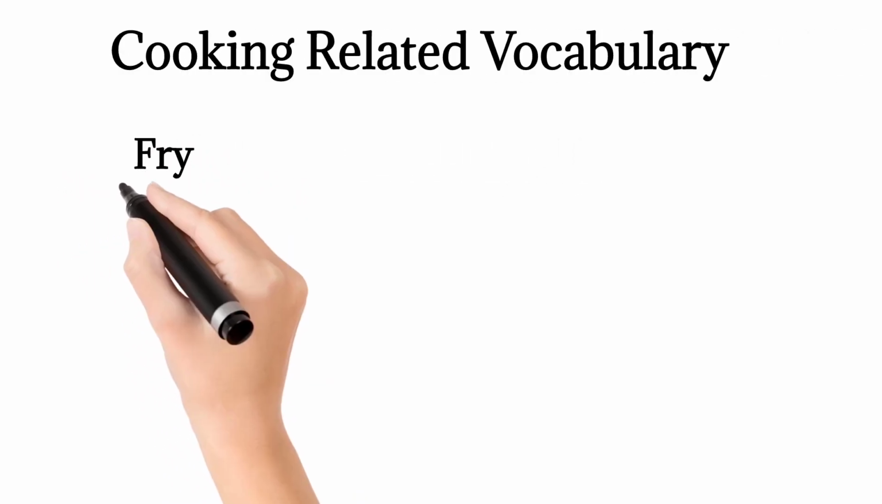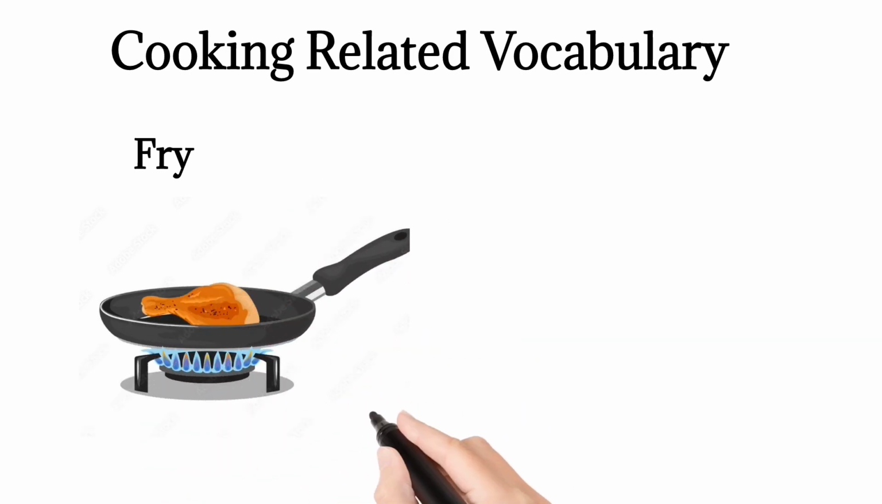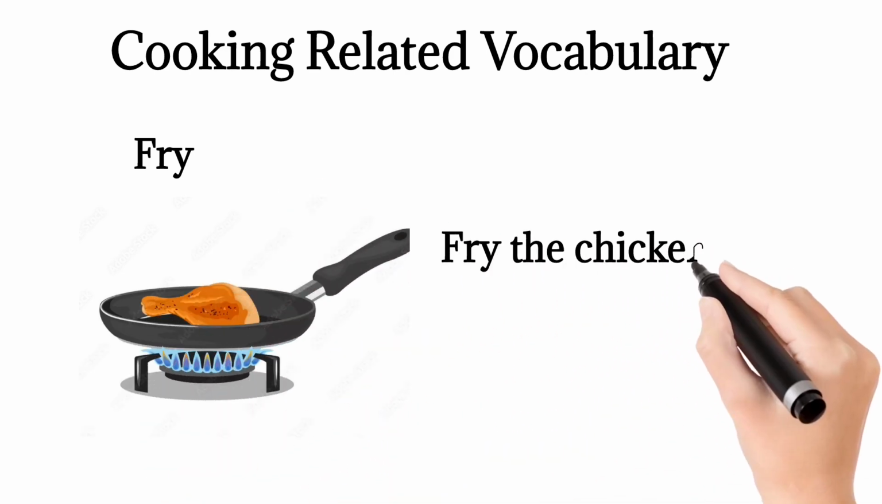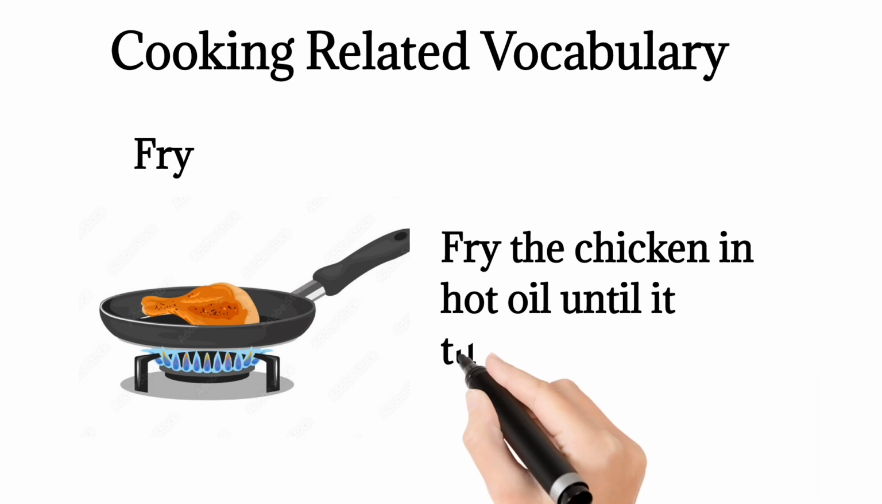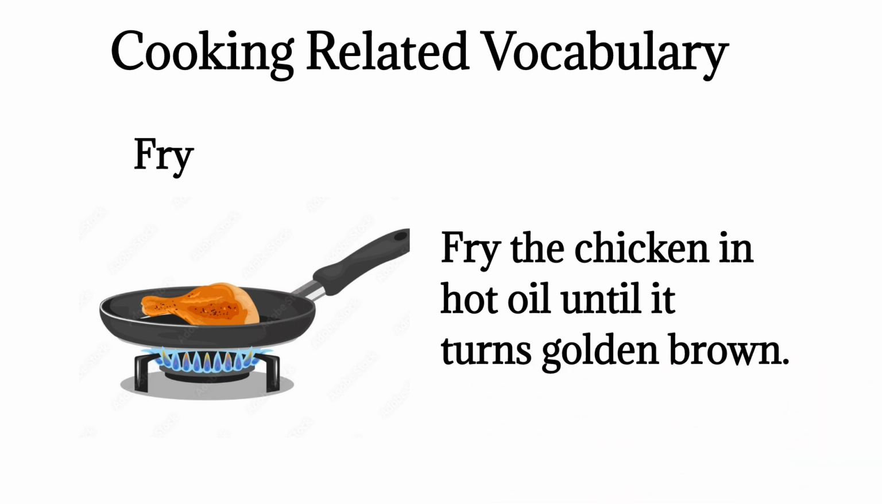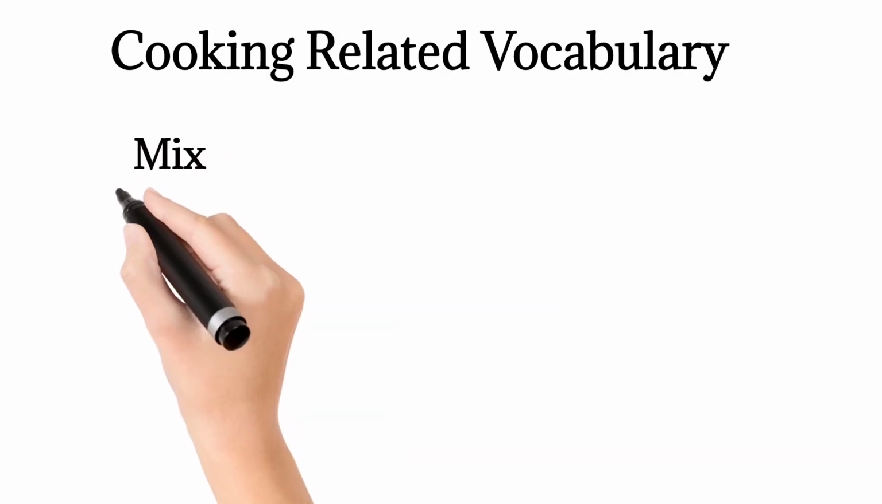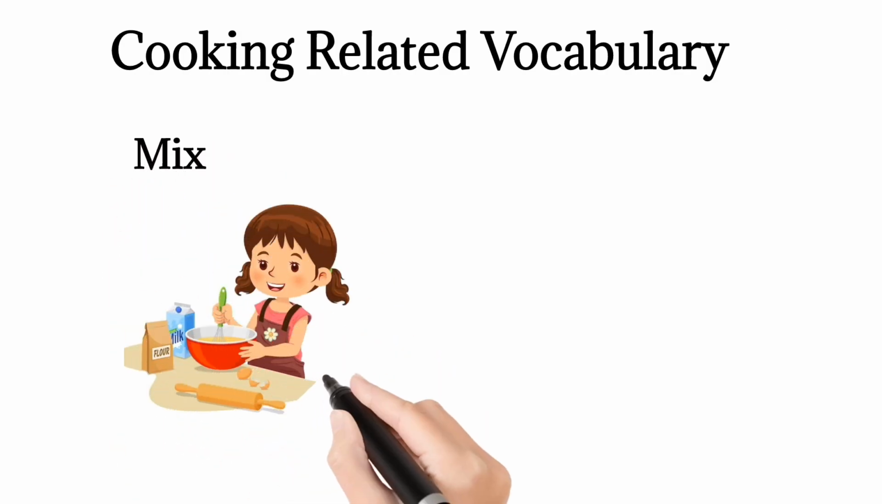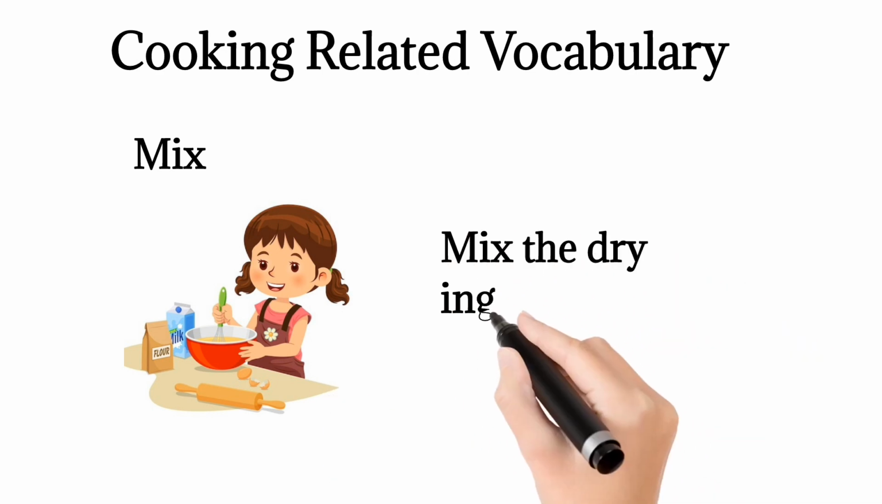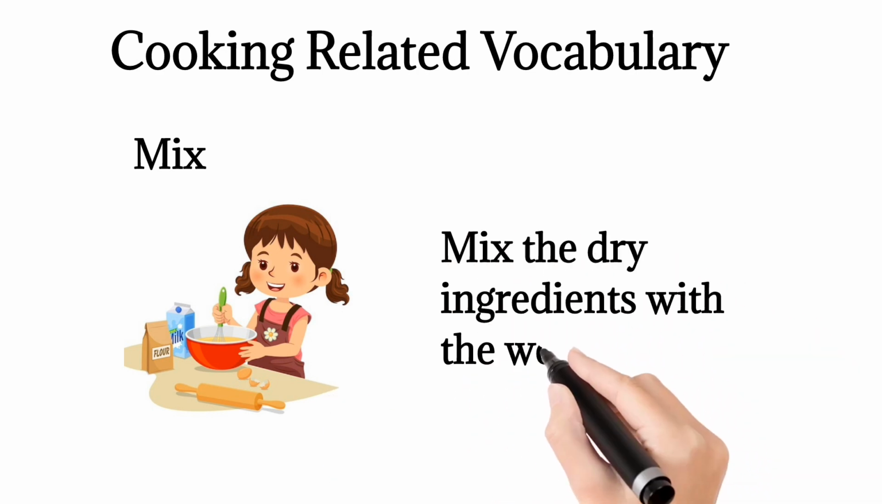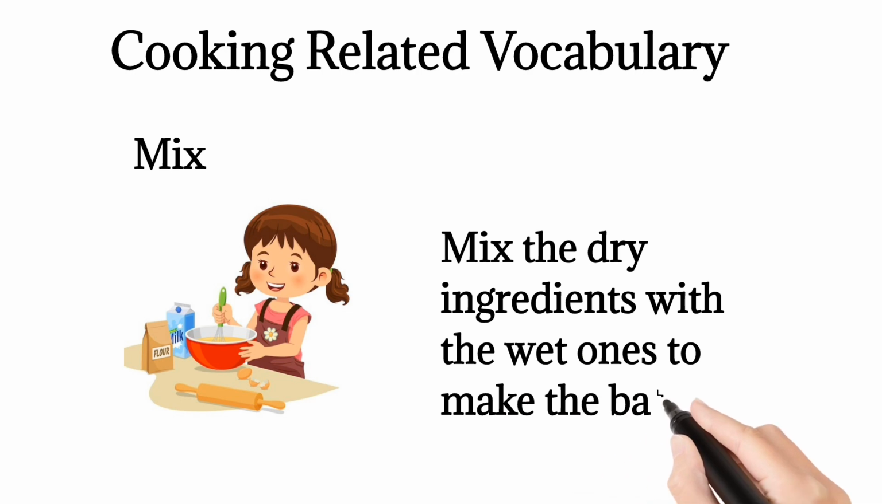Fry. Fry the chicken in hot oil until it turns golden brown. Mix. Mix the dry ingredients with the wet ones to make the batter.